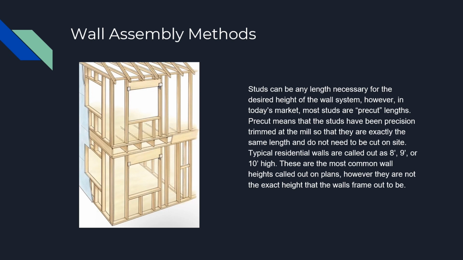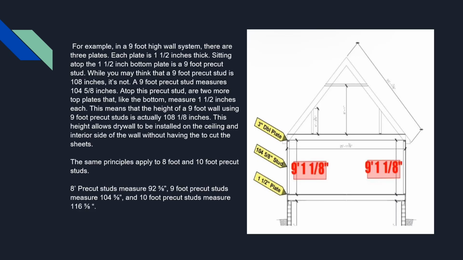However, in today's market, most studs are pre-cut lengths. Pre-cut means that the studs have been precision trimmed at the mill so that they are exactly the same length and do not need to be cut on site. Typical residential walls are called out as 8 foot, 9 foot, or 10 foot high. These are the most common wall heights called out on plans. However, they are not the exact height that the walls frame out to be. For example, in a 9 foot high wall system, there are 3 plates. Each plate is 1.5 inches thick. Sitting atop the 1.5 inch bottom plate is a 9 foot pre-cut stud. While you may think that a 9 foot pre-cut stud is 108 inches, it's not.